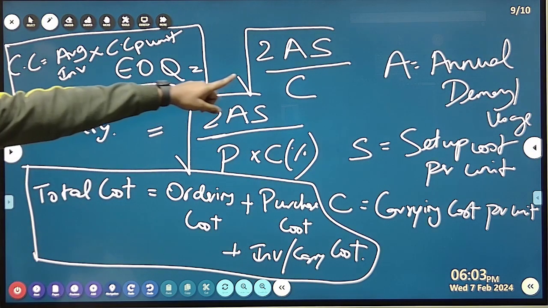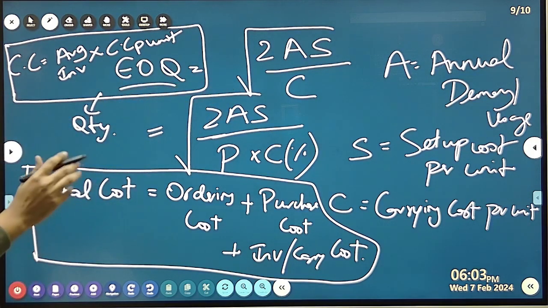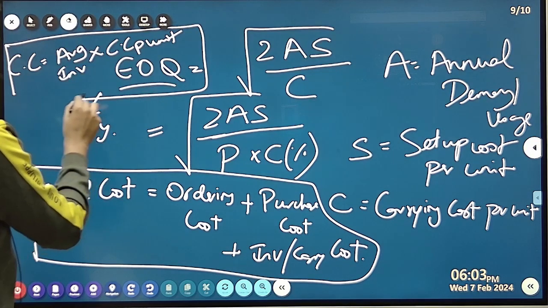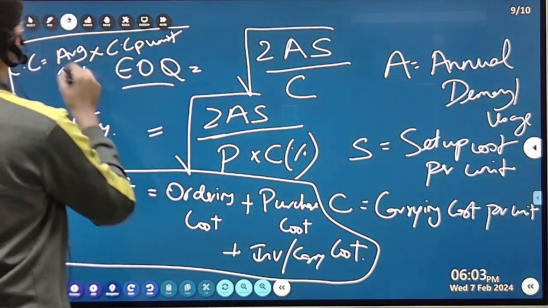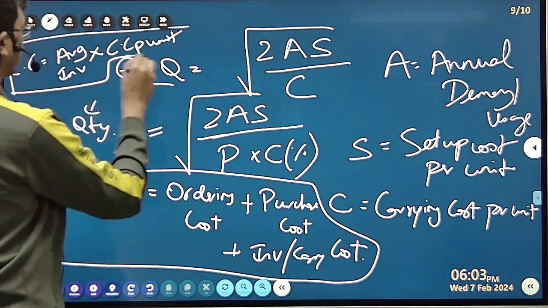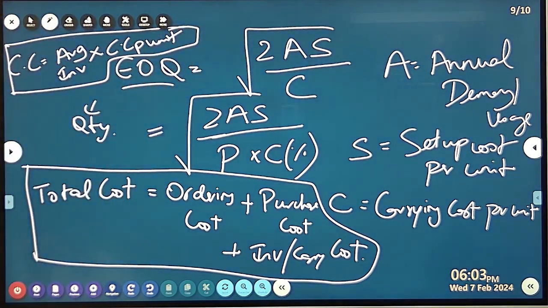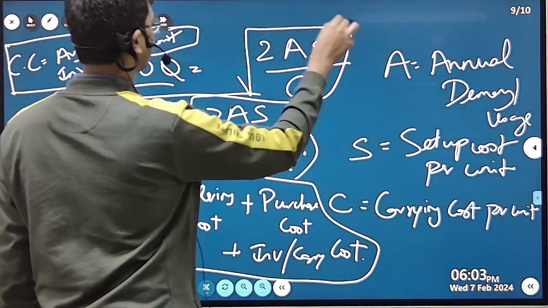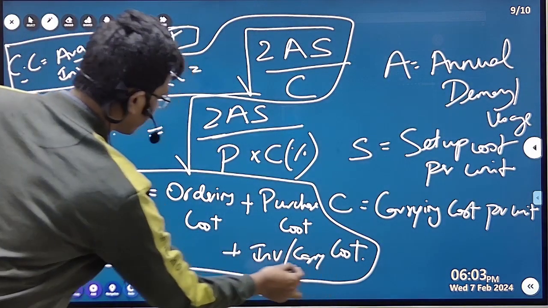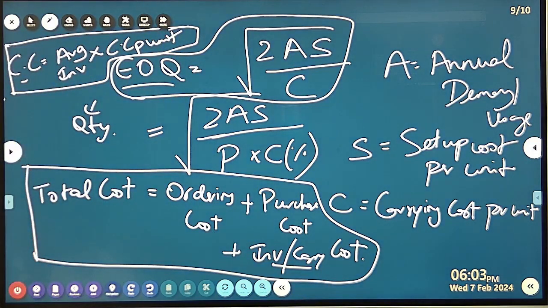This is EOQ. So this is your EOQ. This is your total cost, and this is your average, your carrying cost. So this part I've just expanded it here. Okay. Yeah. So let's go to the problem.